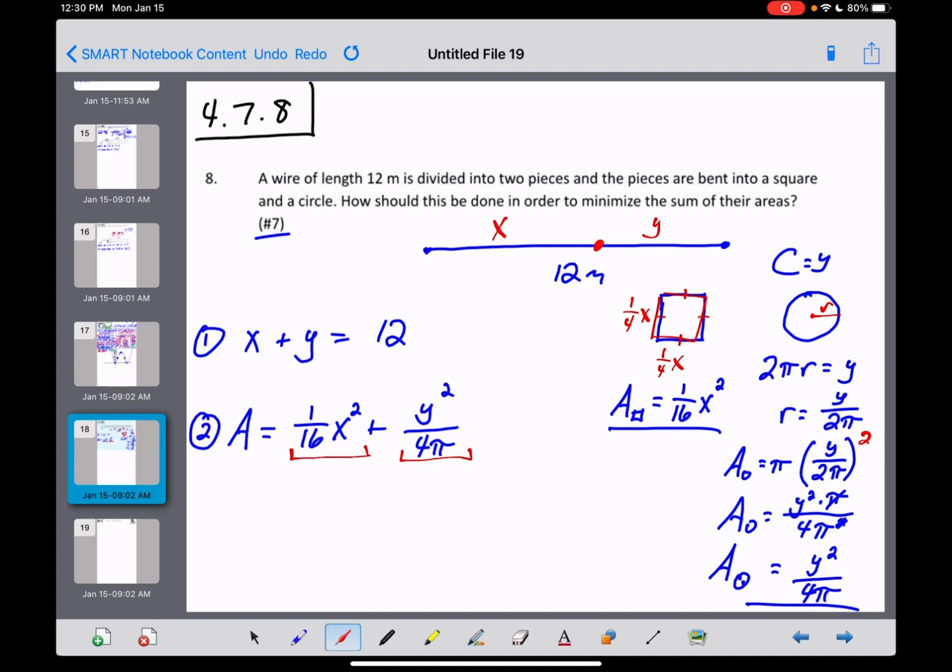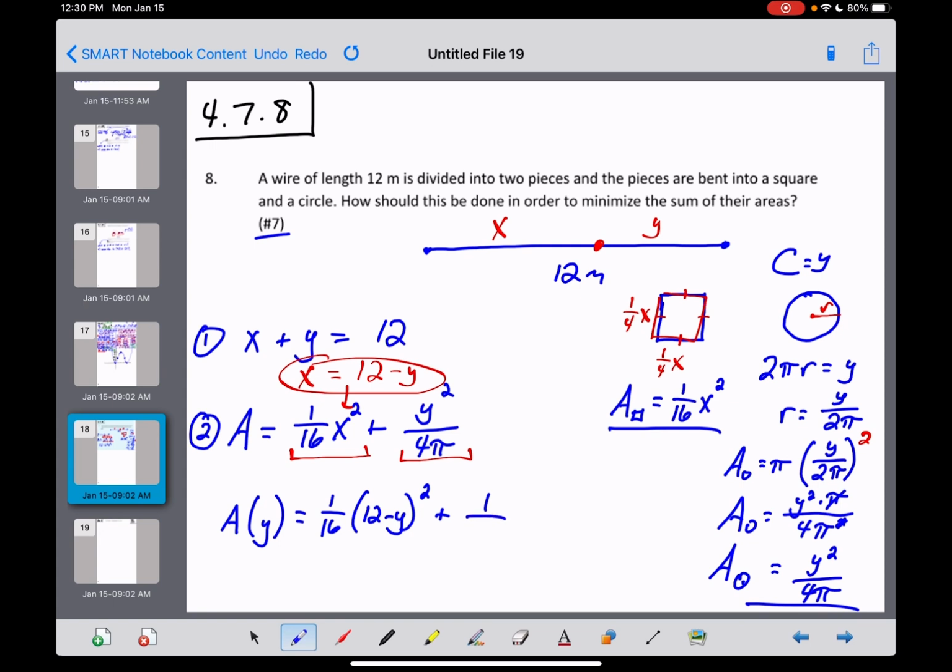That tells me that I want to go back to step 1 and solve that equation for X rather than for Y, which is what I normally do. So X is going to be 12 minus Y, and I'm going to make that substitution right here, which is going to get me an area formula strictly as a function of Y. That's going to be 1/16 times (12 minus Y) squared plus, I think I'm going to write this a little differently. I think I'm going to write this second area as 1 over 4 pi, which is all a big constant, times Y squared.